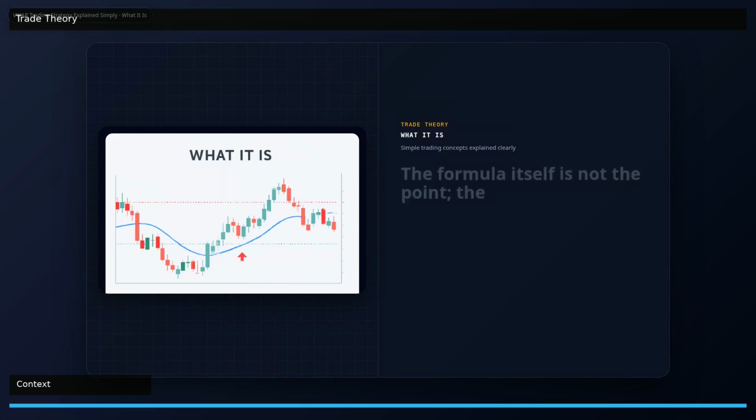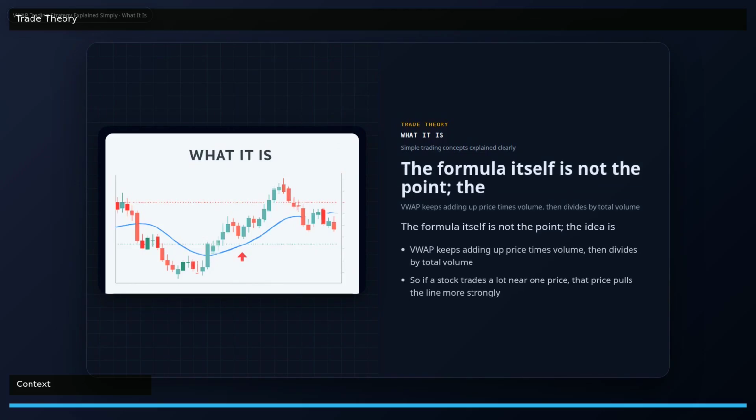The formula itself is not the point. The idea is, VWAP keeps adding up price times volume, then divides by total volume. So if a stock trades a lot near one price, that price pulls the line more strongly. I use that line as a map of where the market has done most of its business.